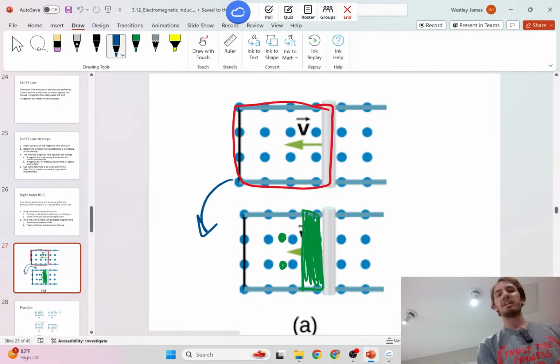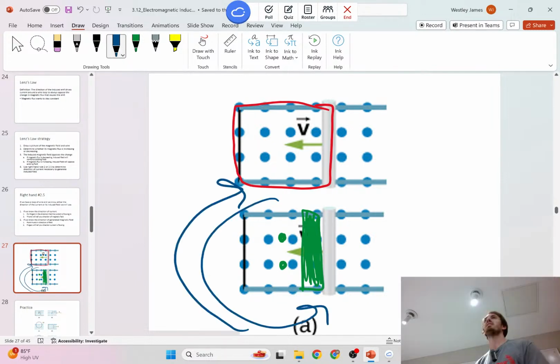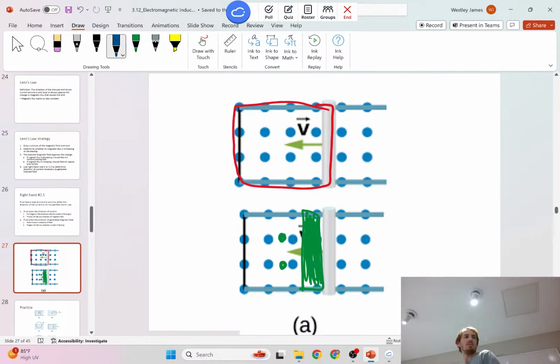Which way should I go? Which way should current flow? This way or that way? Give you all a few moments, see if you can figure it out. If I want to make a magnetic field out of the page, which way does current need to flow? And this is what we're going to spend most of class today practicing. Just doing this.